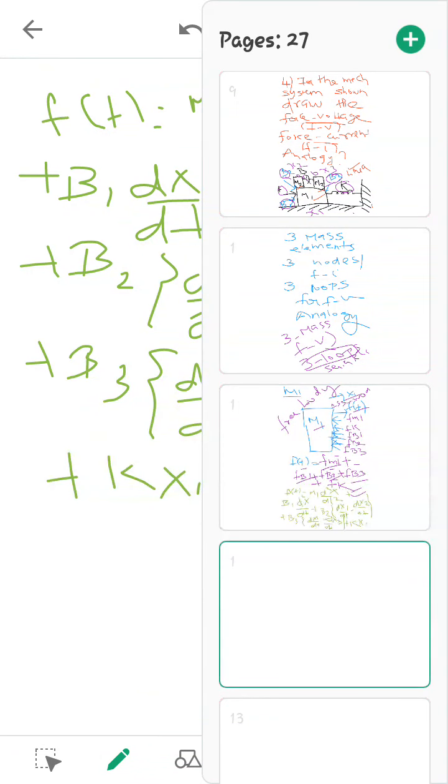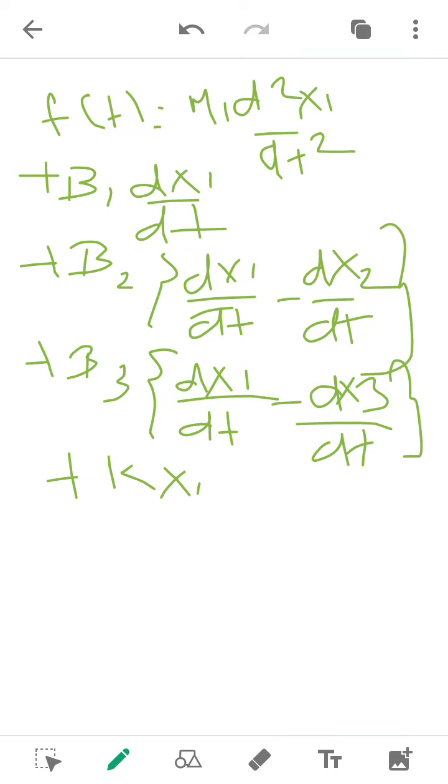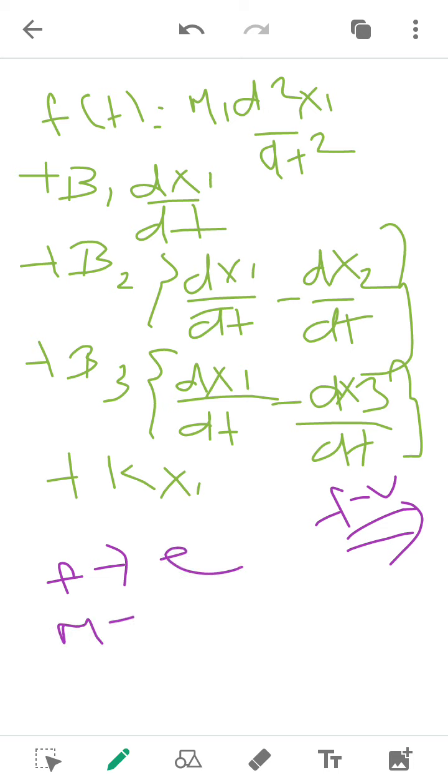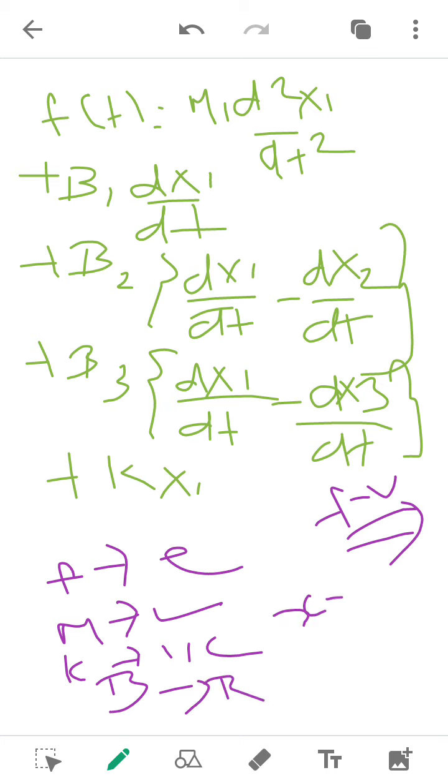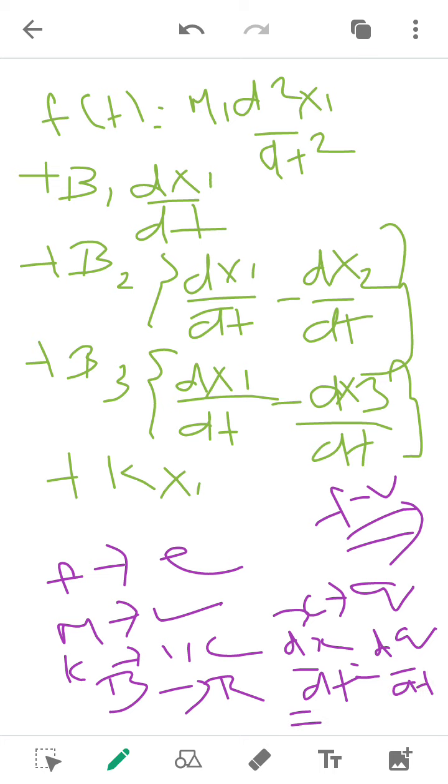Now the next step is I need to find the analogy between them. From the tabular column we know that for a force voltage analogous system, F is equivalent to E, that is the voltage, M is equivalent to L, K is equivalent to 1 by C, V will be equivalent to R, and X will be equivalent to Q. dx by dt will be equivalent to dq by dt, that is equivalent to I.